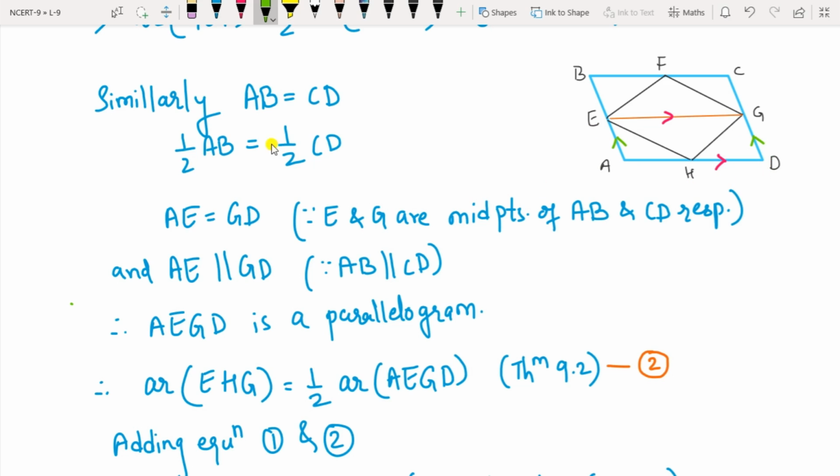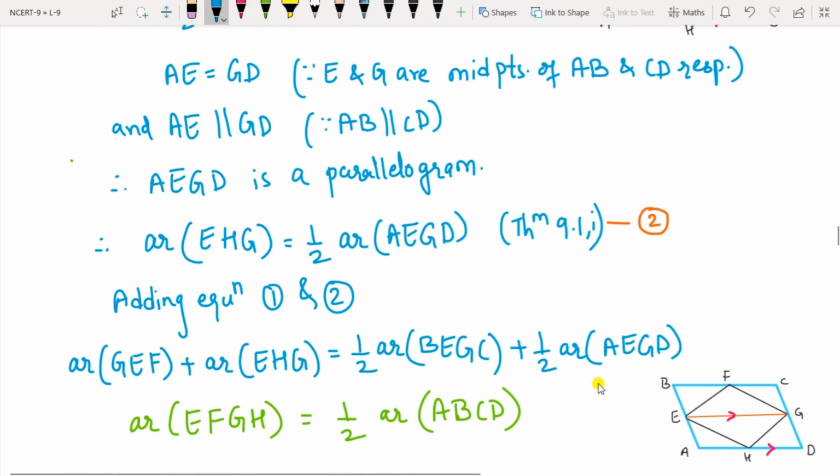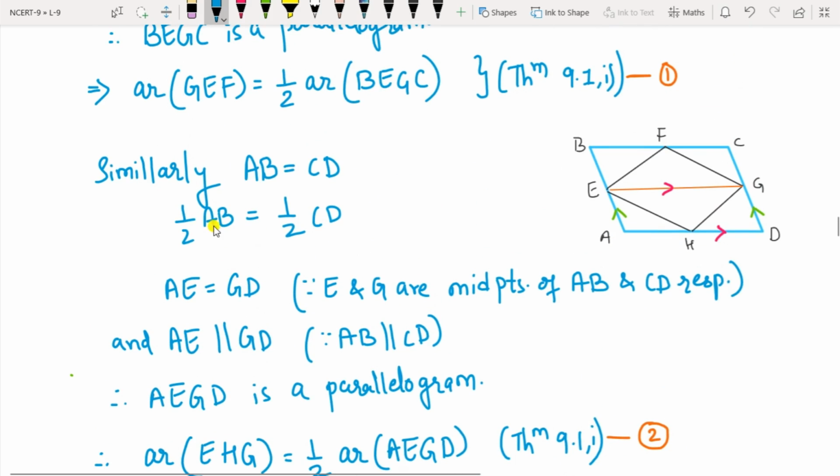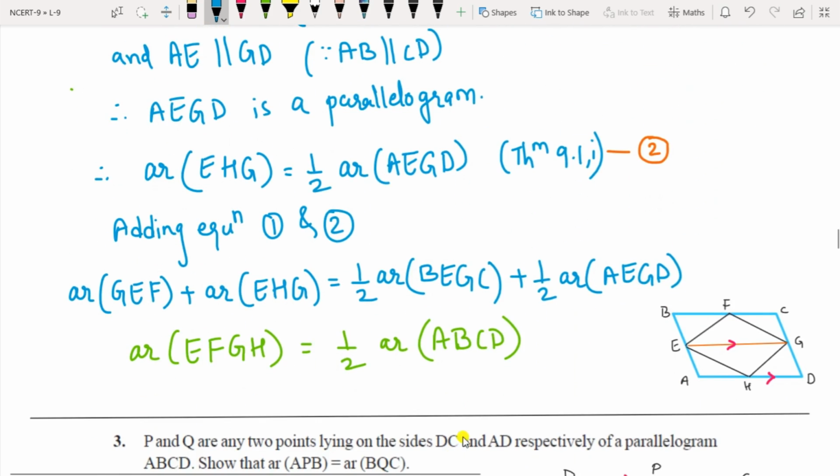That is also from theorem 9.1 first part. That is your equation number 2. Now you have to add equation 1 and 2 here. So add these two equations. Area GEF plus EHG equals half of area BEGC plus half of area AEGD. So this becomes your equation here.